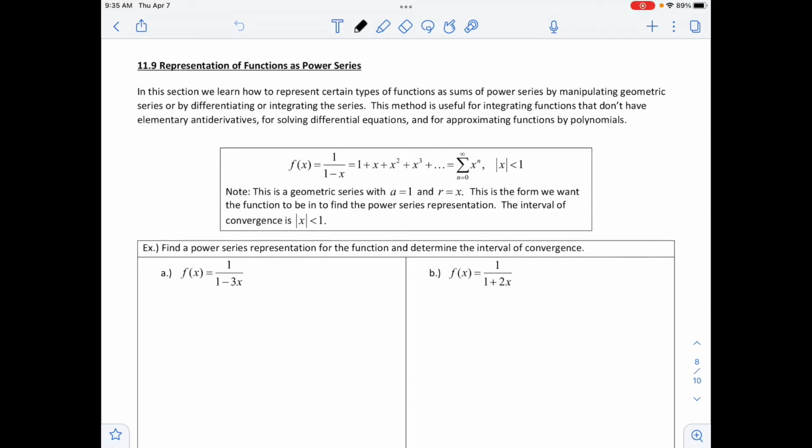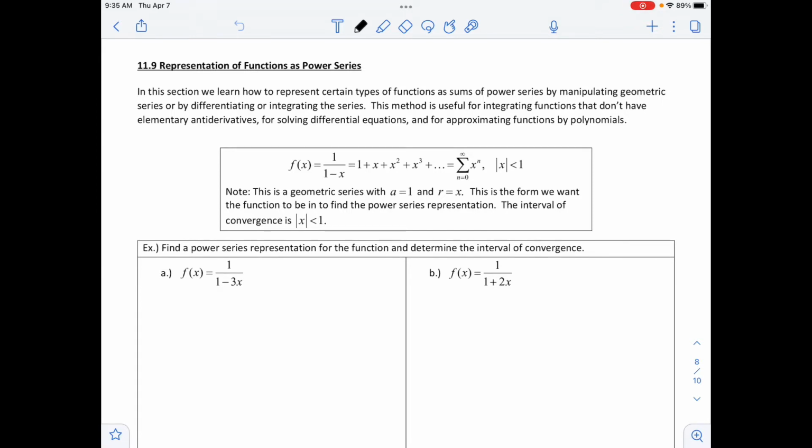We are in section 11.9, representation of functions as power series. In this section, we learn how to represent certain types of functions as sums of power series by manipulating geometric series or by differentiating and integrating series. This method is useful for integrating functions that don't have elementary antiderivatives, for solving differential equations, and for approximating functions by polynomials.